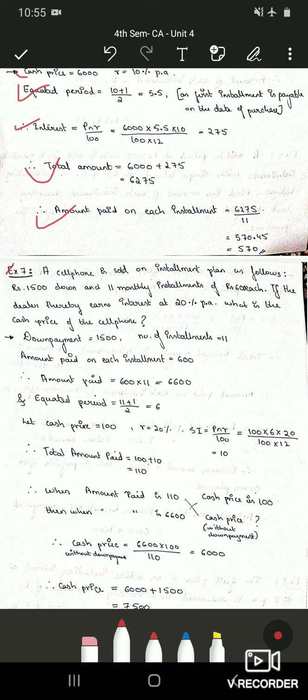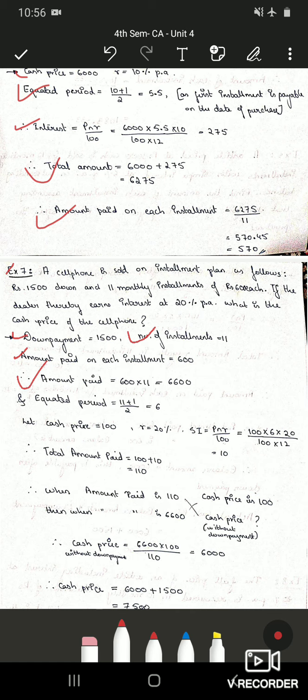Now in this question they have given the down payment, the amount of each installment and the number of installments, the rate is given, and with this they have asked to find out the cash price. So the down payment is 1500, the number of installments is 11, and the amount paid on each installment is also given, 600. So for 11 months what is the amount paid? It is 11 into 600, because each month you are paying 600 rupees.